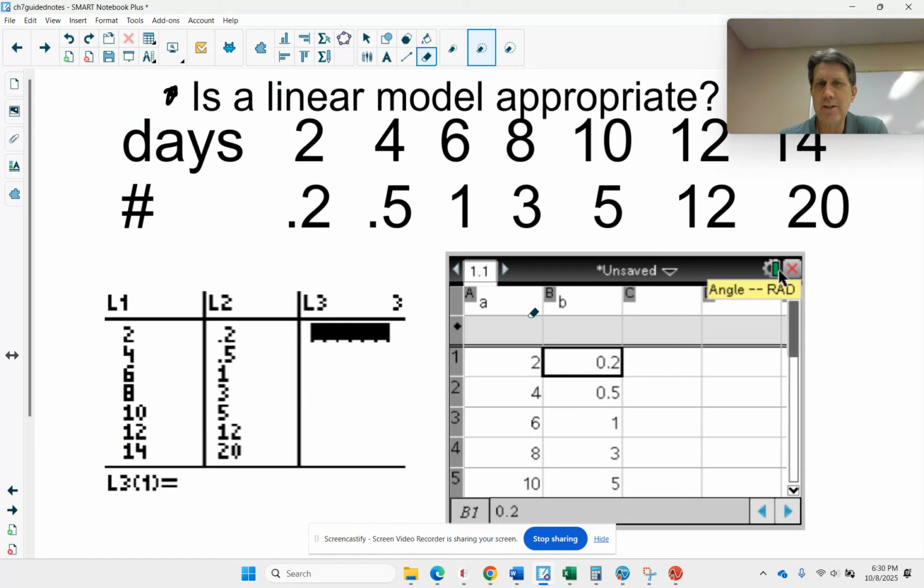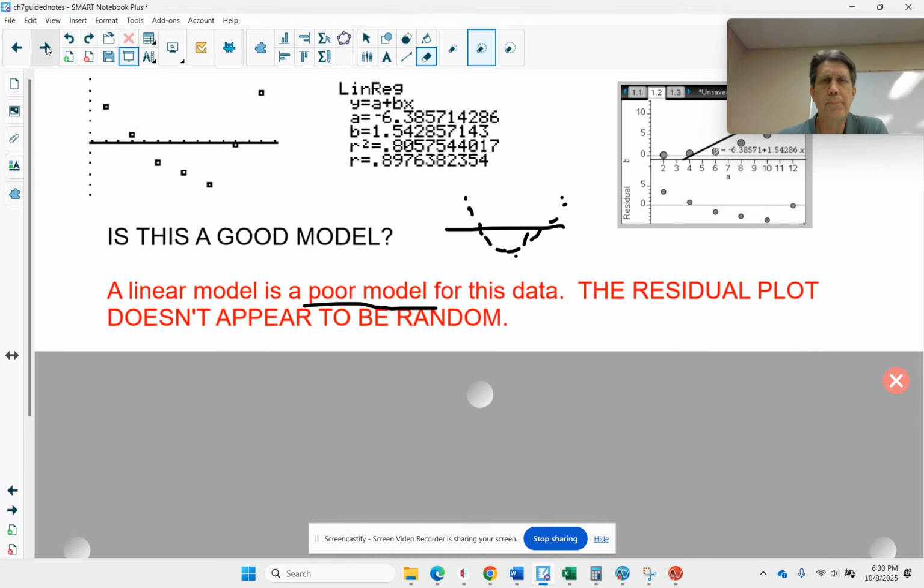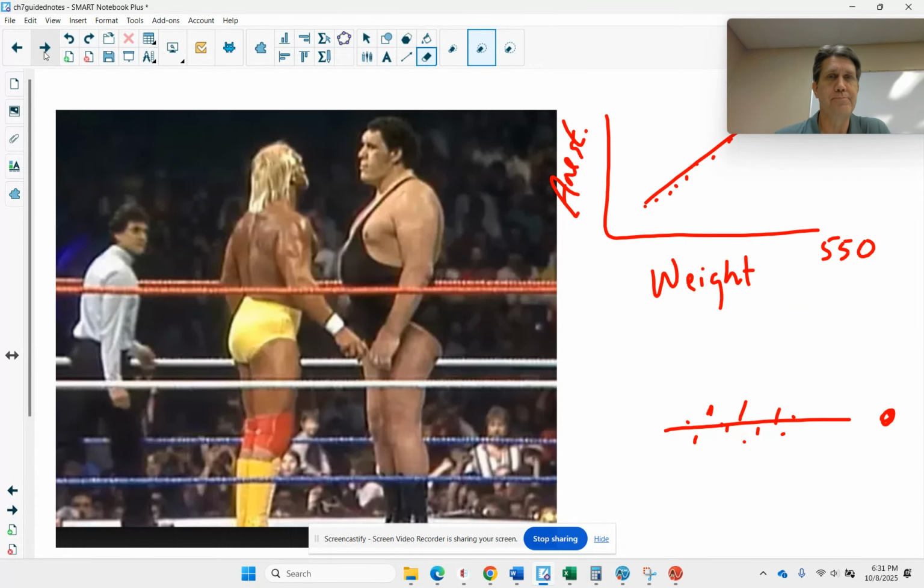If I make a sketch of it, again, a sketch is not accurate. You just go, here's a line, make a little curve through there. And a linear model is a poor model because the residual plot is curved, or the residual plot does not appear random. Same thing. You then have the idea, I shouldn't use a line because I got a bad residual plot. What do I do about that? I go to chapter 9. Okay, we'll learn about that in chapter 9.